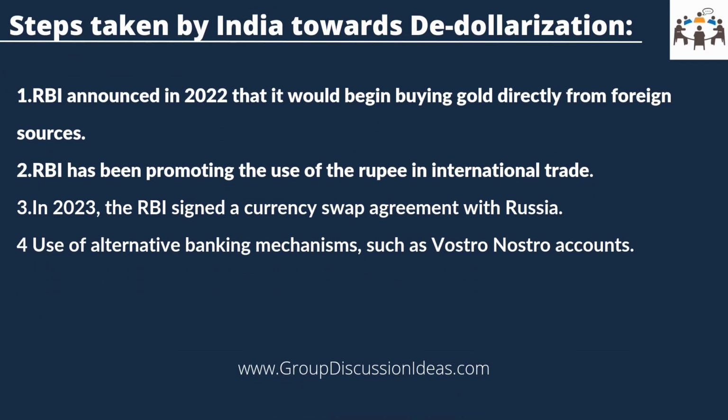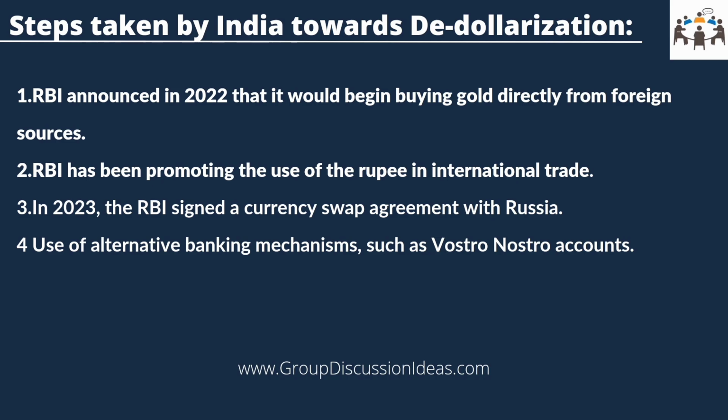Now let's see what are the steps taken by India towards de-dollarization. The Reserve Bank of India announced in 2022 that it would begin buying gold directly from foreign sources. This move would help diversify India's foreign exchange reserves and reduce its dependence on the dollar. Secondly, the RBI has been promoting the use of the rupee in international trade. Then in 2023, the RBI signed a currency swap agreement with Russia that allows India and Russia to settle trade in rupees and rubles.